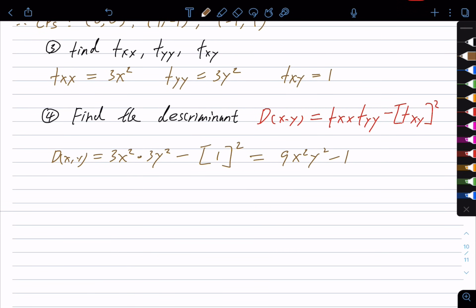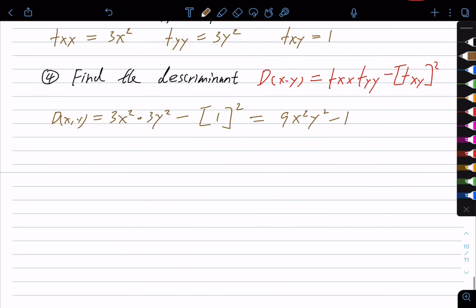Okay? Step 5, we're just going to use the second derivative test for two variables, which is based on the discriminant. So, step 5, second derivative test.